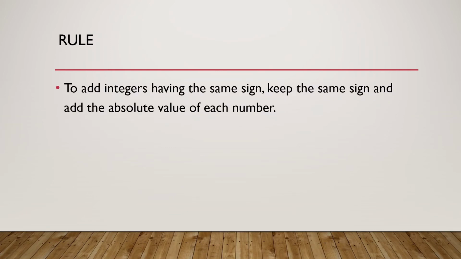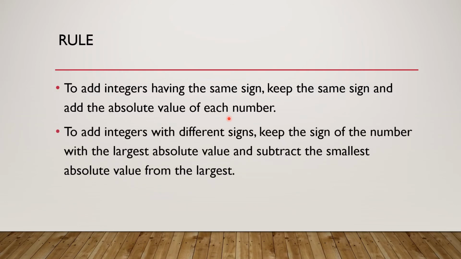Okay, and what is that rule? In adding integers, it is important that you familiarize yourself with the rules. To add numbers having the same sign, keep the same sign and add the absolute values of the numbers. To add integers with different signs, keep the sign of the number with the largest absolute value and subtract the smallest absolute value from the largest. And then, subtract an integer by adding its opposite.